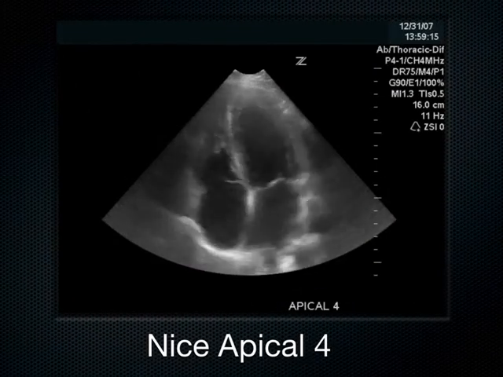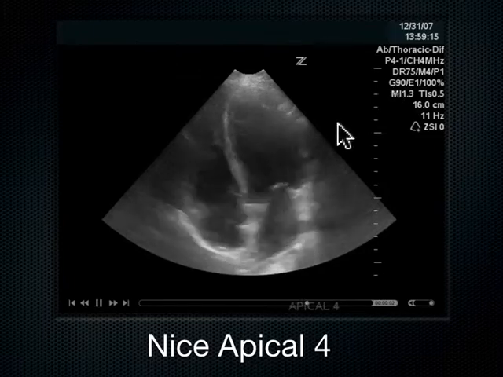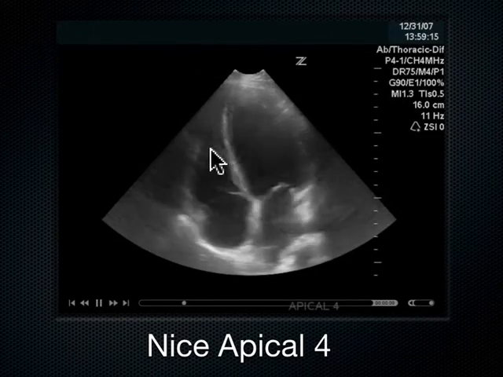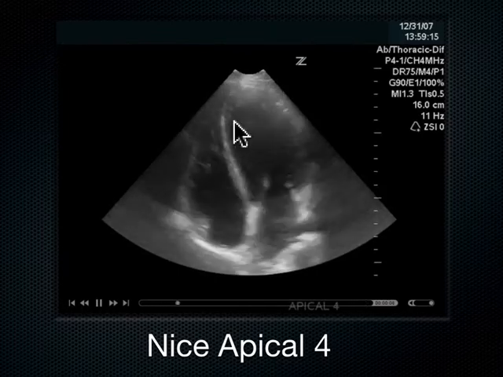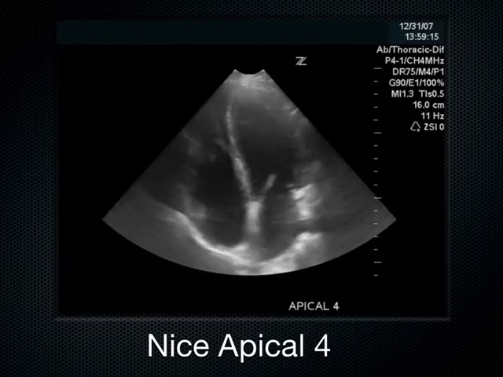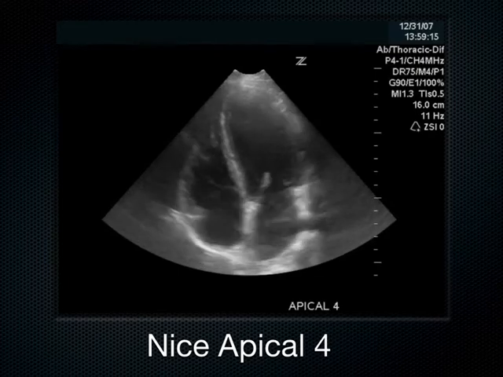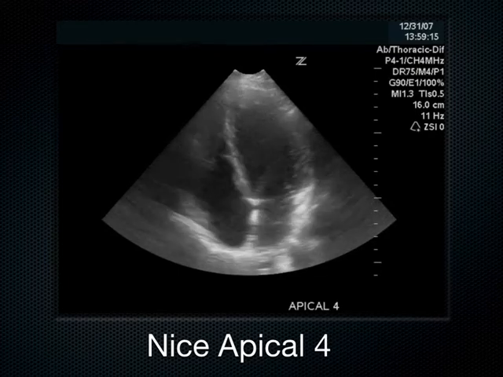This is an example here, just a nice normal apical four chamber view here. We see the LV, the RV with their corresponding atria down here. Just bask in that nice view.